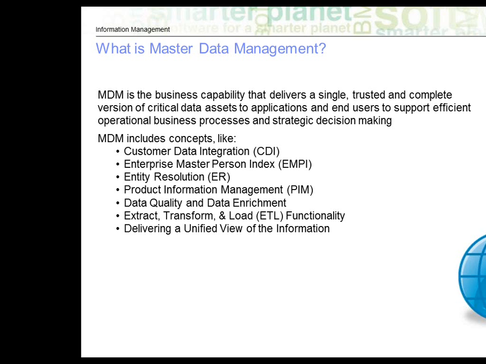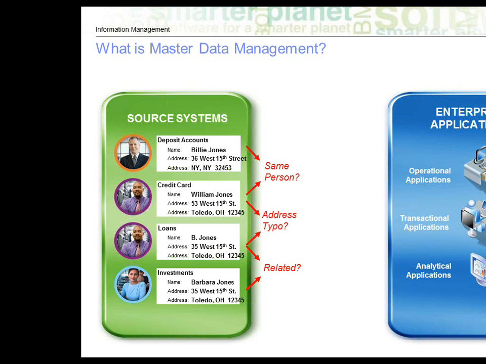So for example, the deposit account for Billy Jones, is it the same as the credit card account for William Jones? Is the credit card account for William Jones and the loan account for B. Jones the same, except that there's probably a typo in the address on one of the records? And how about the loan account of one and the investment of a completely different customer? Are they possibly related, giving you more insight on Billy Jones as well as Barbara Jones? These are all the questions that MDM tries to answer.